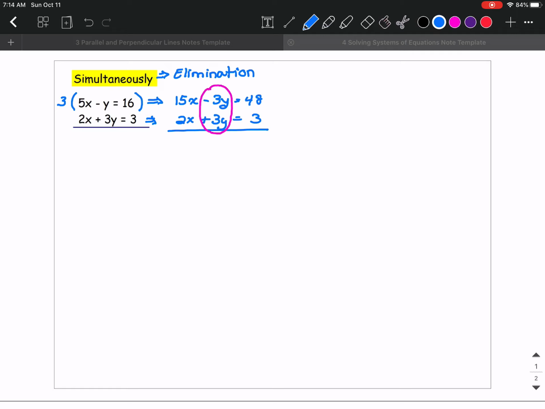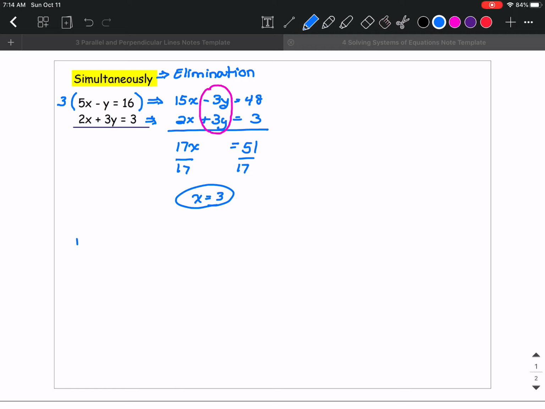Okay? So we add now, 15x plus 2x is 17x. When we add the y's, they're going to go away to 0. And 48 plus 3 is 51. Now to solve, we divide both sides by 17. And 17 goes into 51 3 times. We now have our x value.